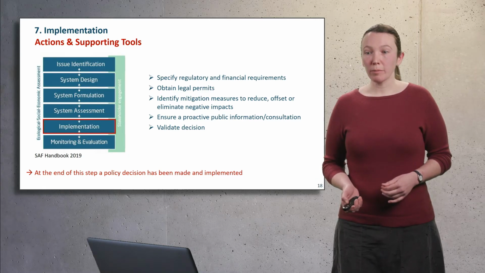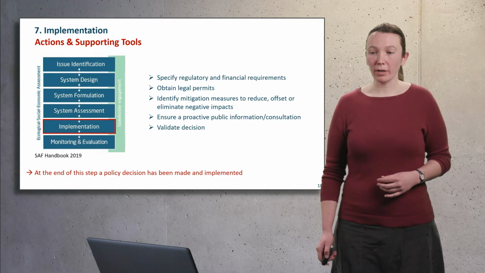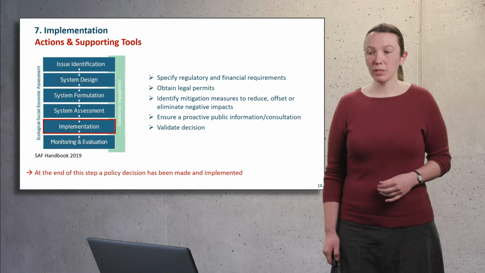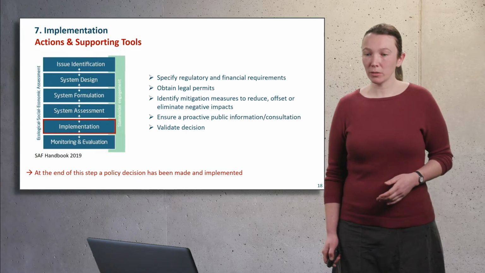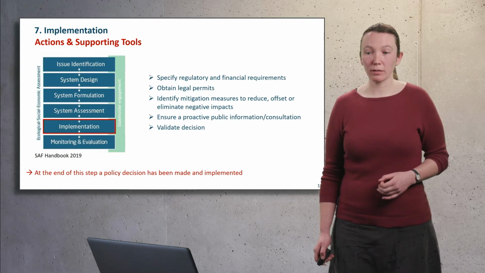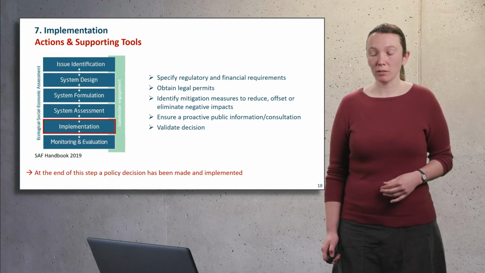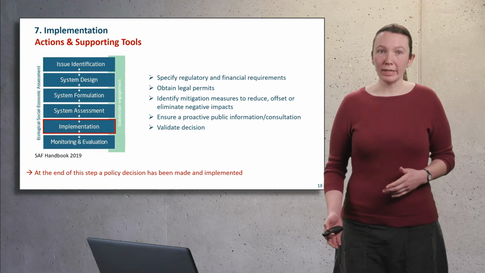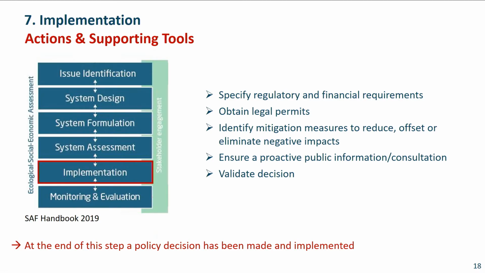If it comes to the implementation, the actions that you should take are to specify regulatory and financial requirements, you obtain legal permits, you identify mitigation measures that might be needed to offset negative impacts, and you ensure that the public is informed about the decision. You also validate the decision within your group. And at the end of this step, a policy decision has been made and implemented.